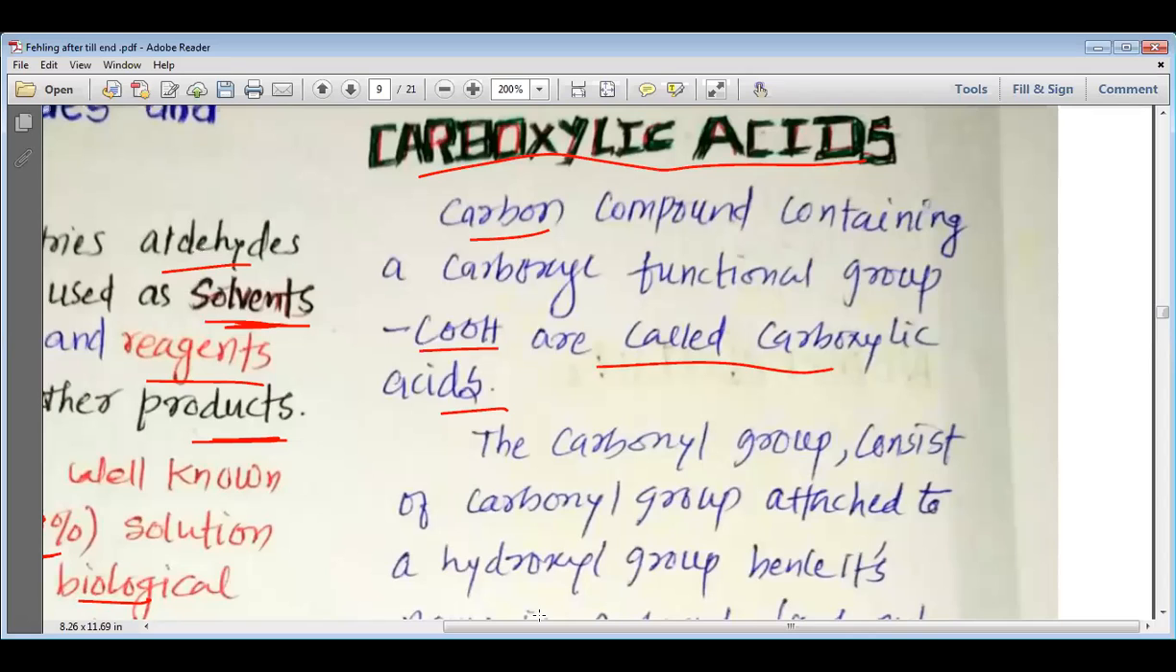other polymers and drugs. Benzaldehyde is used in the perfumery industry, that means for making perfumes, and it is also used in the dye industries. Dye means something that gives colors to other substances.